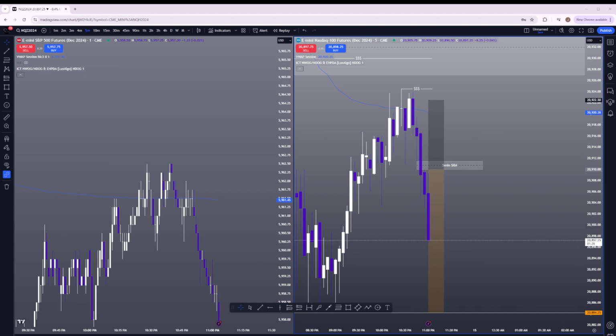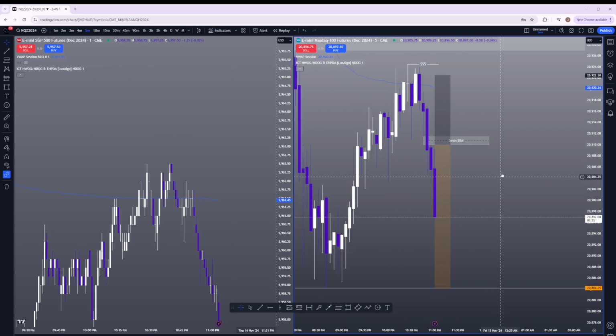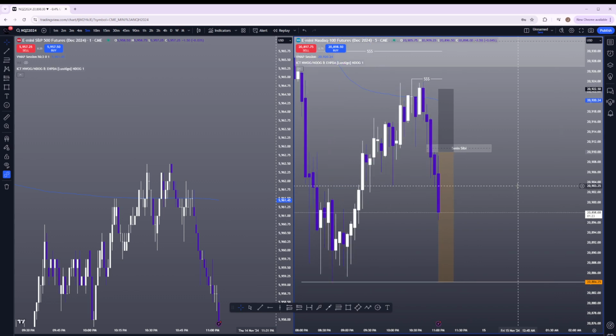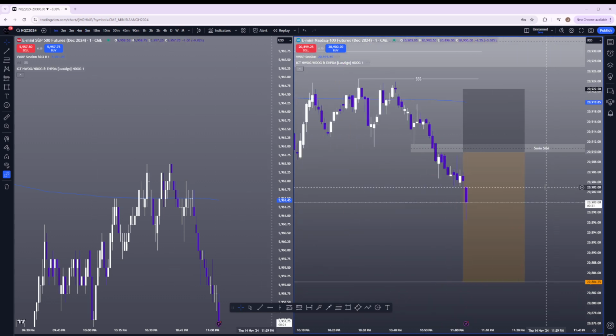Wow, look at those shorts dumping. The shorts are dumping, guys. The shorts are dumping. You guys should have told me just to jump in and chase. Just kidding.